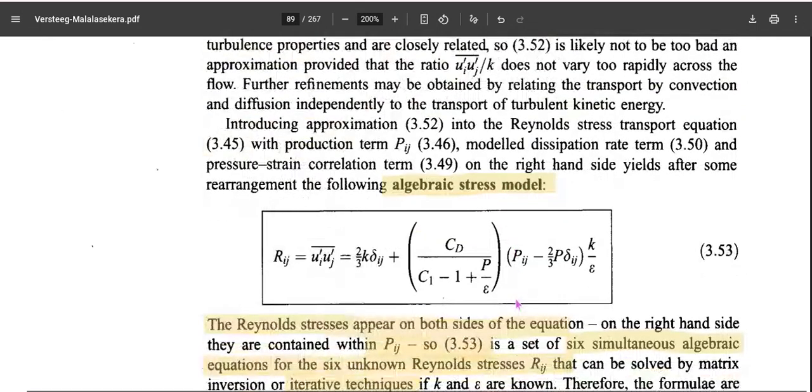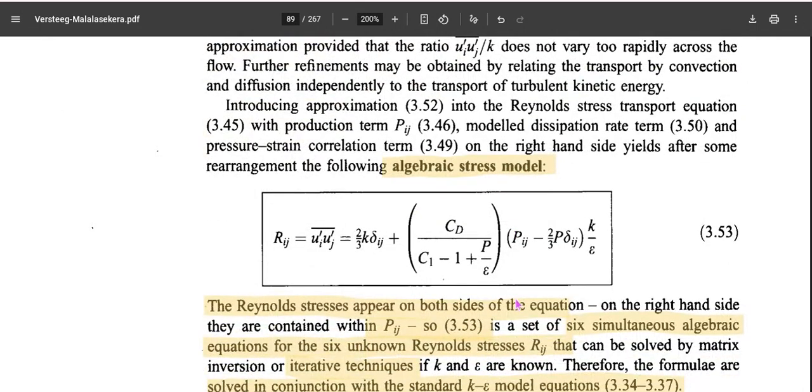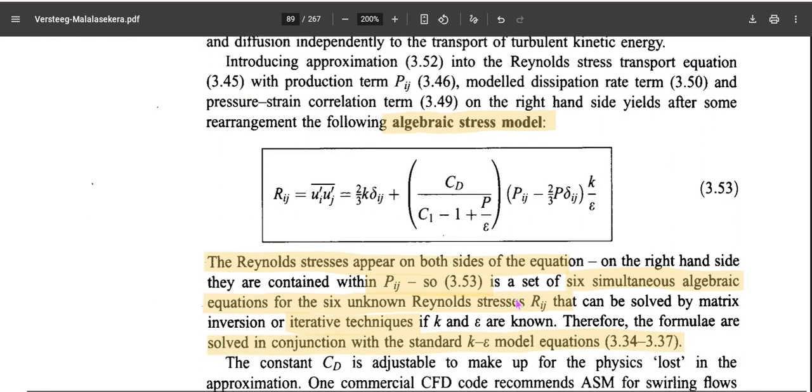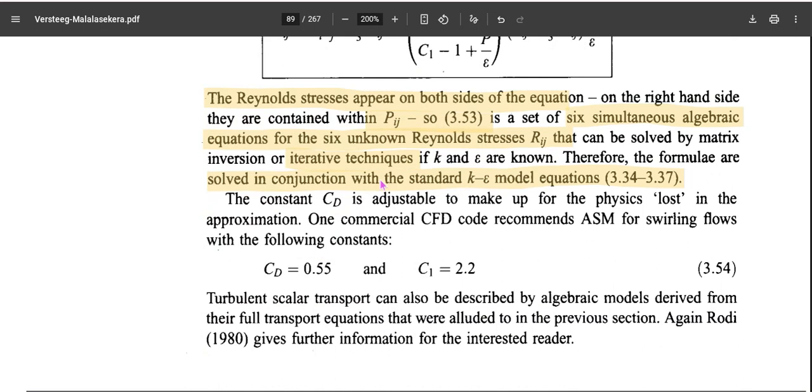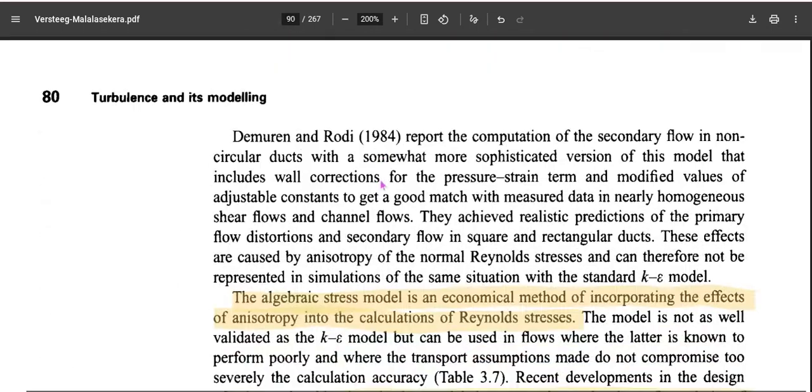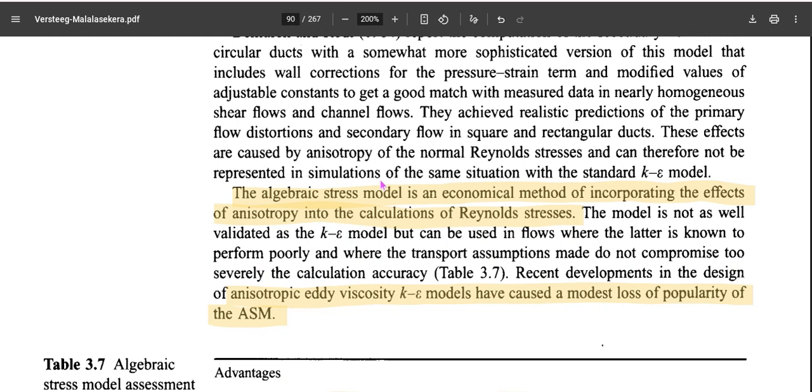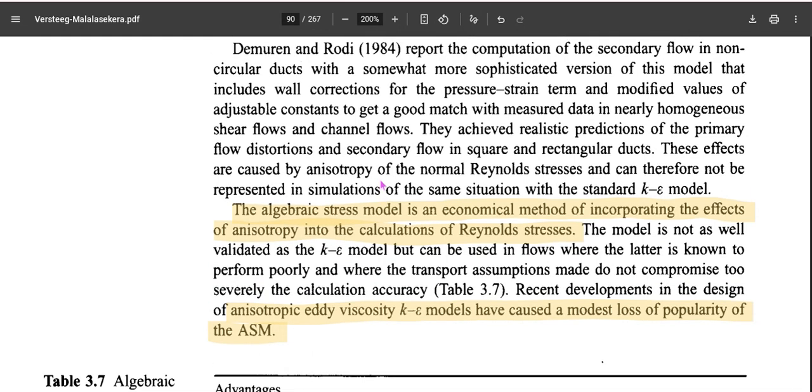Based on this concept, six coupled nonlinear algebraic equations are derived, and these can be solved using standard nonlinear iterative methods. To compute this, we need the k epsilon equations. So the two equations together with these additional algebraic equations give you the algebraic Reynolds stress model. It had wide applications when it was discovered, but later nonlinear versions of the k epsilon model were developed. Once these nonlinear versions came into effect, capturing the anisotropic viscosity, this algebraic Reynolds stress model lost its popularity.